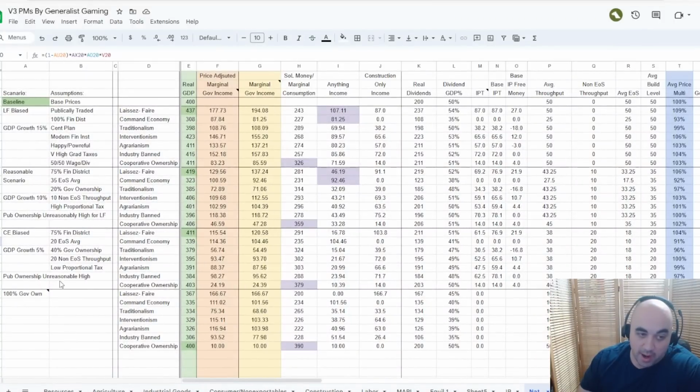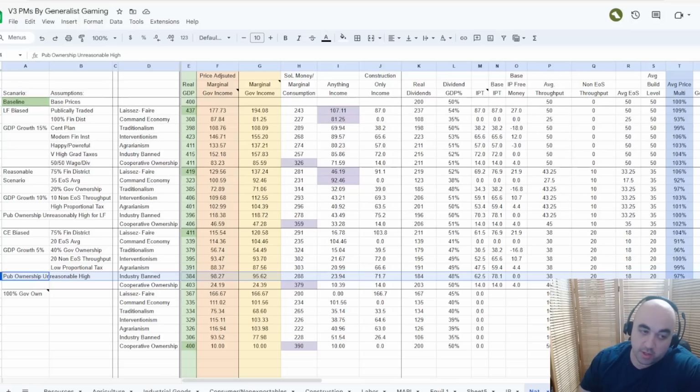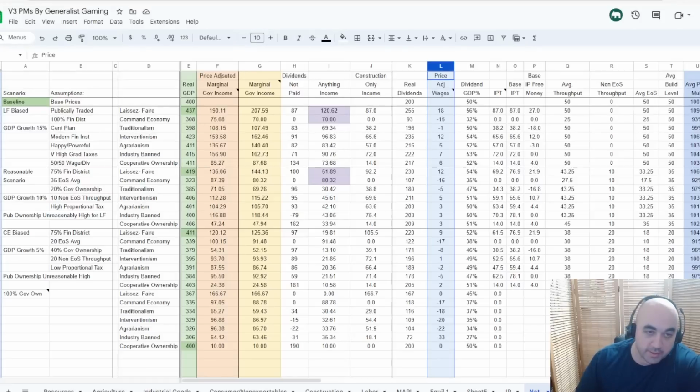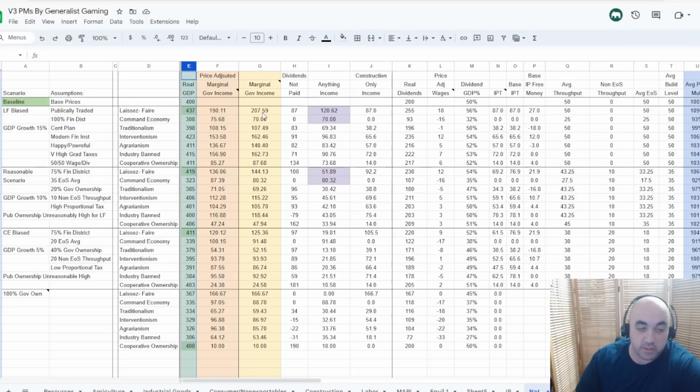And then we also have public ownership unreasonably high, just in general. And then we have the condition where there's 100% government ownership, again, not really possible. And these are kind of all of the conditions that we have off to the left here. All right, so what we're going to do now is go from left to right, talk about these categories and the various relationships that are associated with them.